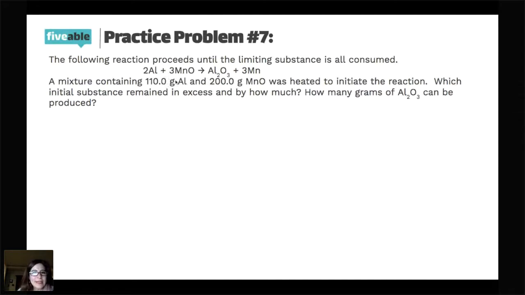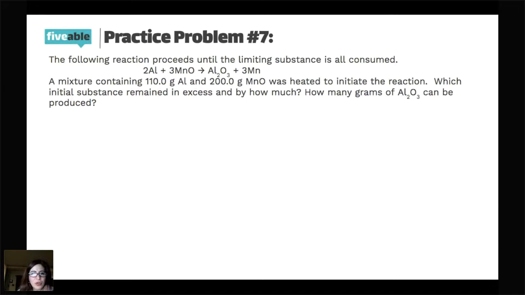That should be a hint that we're dealing with a limiting reactant. It was heated to initiate the reaction. Which initial substance remained in excess and by how much? And they're asking how many grams of aluminum oxide can be produced.